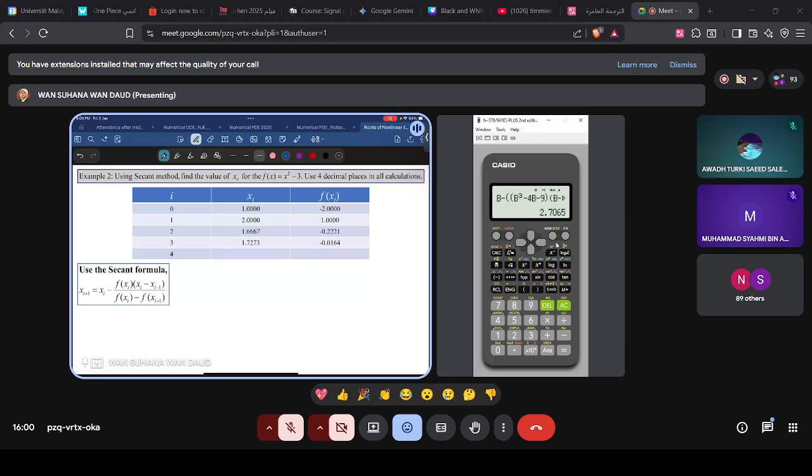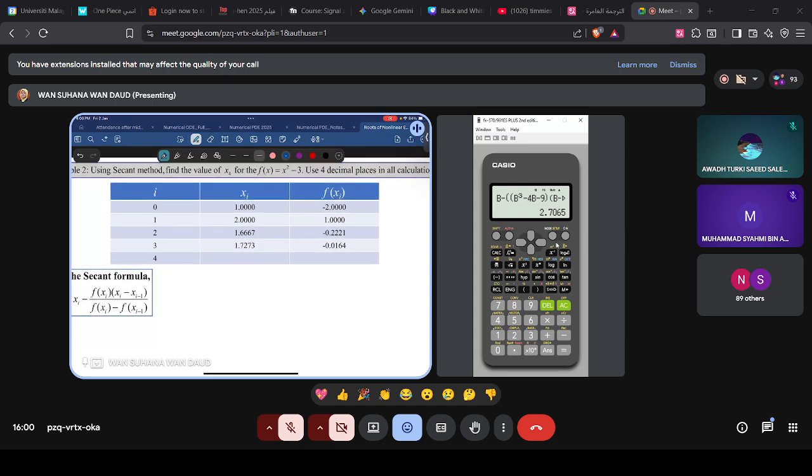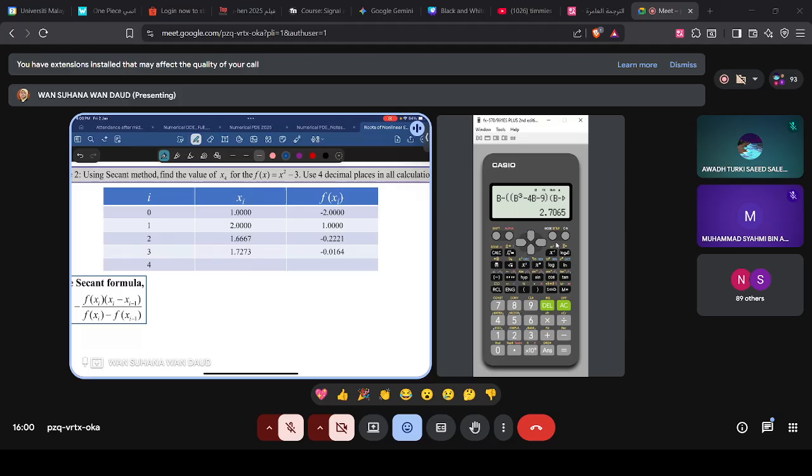Now, if you are given this kind of question, using the secant method, find the value of x4 for f(x) equal to x squared minus 3. You are already given a table like this. You have the xi until i equal to 3. You already have the f(xi), and your task is to find x4.